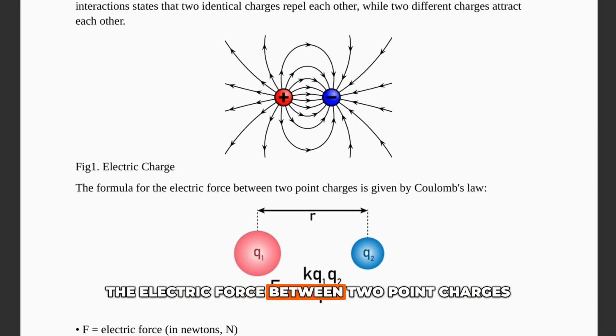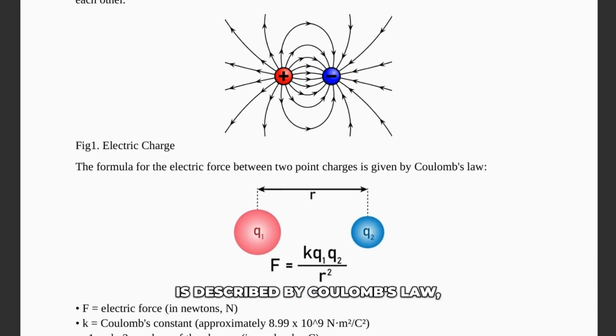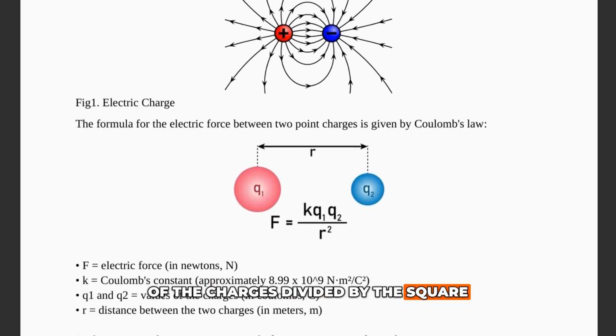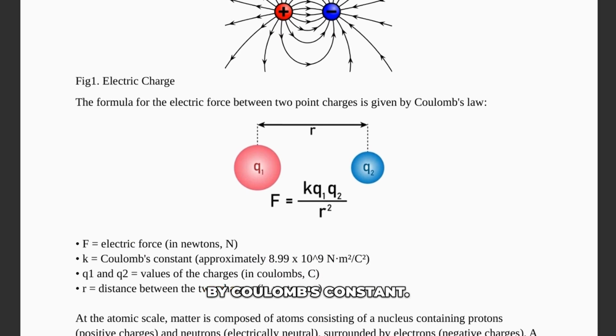The electric force between two point charges is described by Coulomb's law, which relates the force to the product of the charges divided by the square of the distance between them, multiplied by Coulomb's constant.